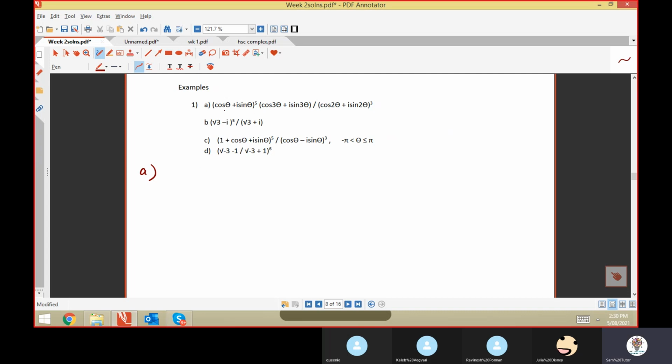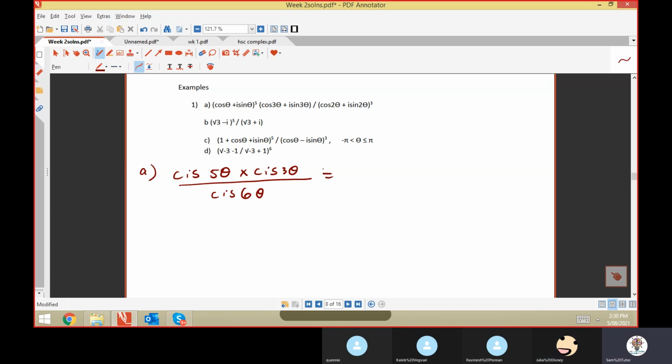Why not? We've got cos theta plus i sine theta to the 5. What can you do straight away? Cos 5 theta plus i sine 5 theta. Do you want to leave them as cos, or do you want to put them as cis? Up to you. Okay, cis. Cis 5 theta times cis 3 theta over cis what? 6 theta. Yes, 6 theta.